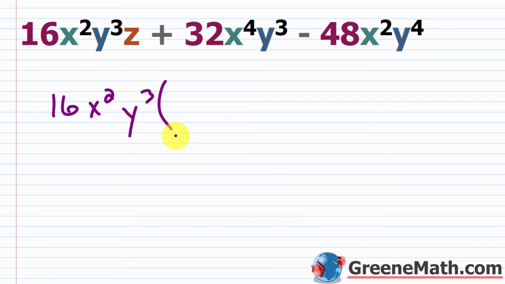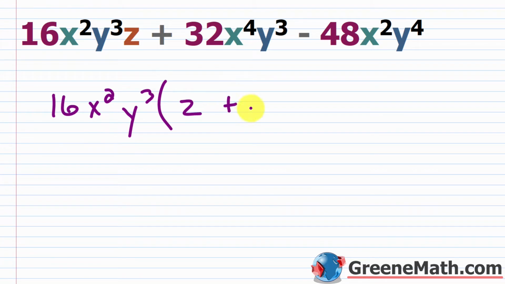Okay. So all I'm going to do is take each term here and divide away this GCF here to get what goes inside the parentheses. So in other words, 16x squared y cubed z divided by 16x squared y cubed. And you can just do this mentally. 16 over 16 is 1. And then x squared over x squared is 1. Y cubed over y cubed is 1. So this is just z.